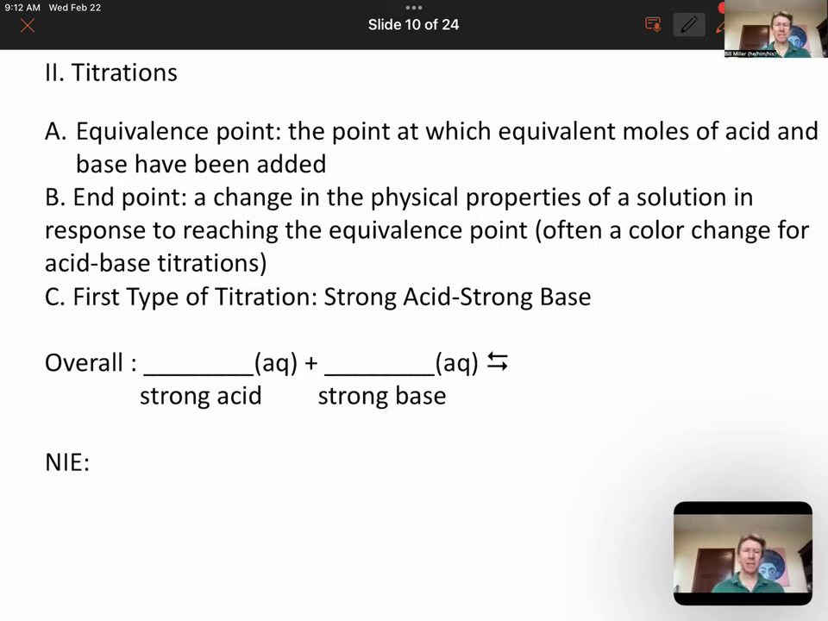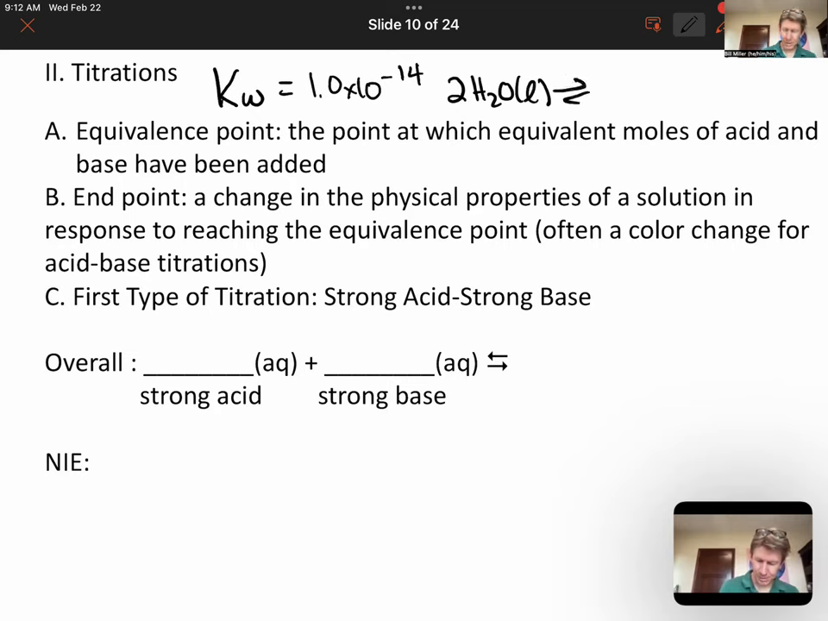Before I start tackling C, I want to remind you of something called Kw. I'll give you the value first: 1.0 times 10 to the minus 14. It is an equilibrium constant, the equilibrium constant for the following reaction: 2H2O goes to hydronium plus hydroxide.